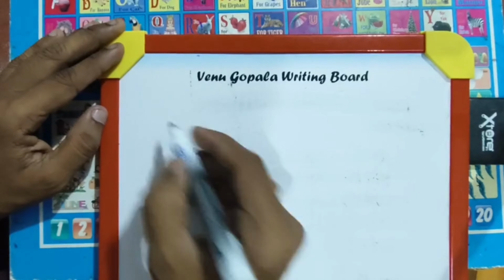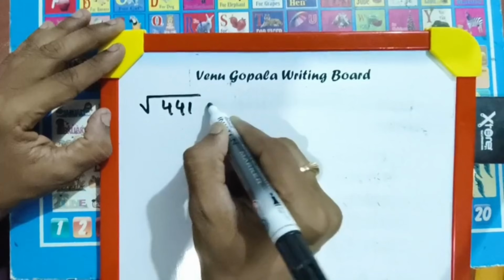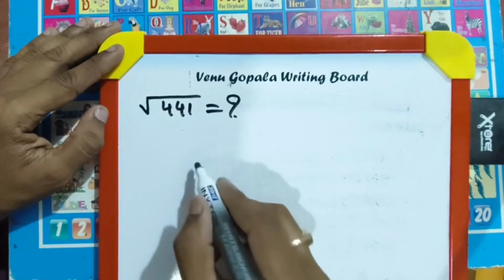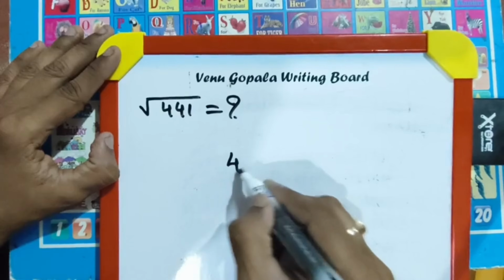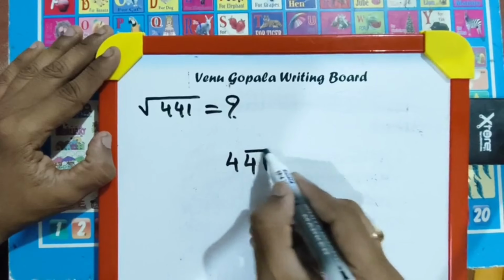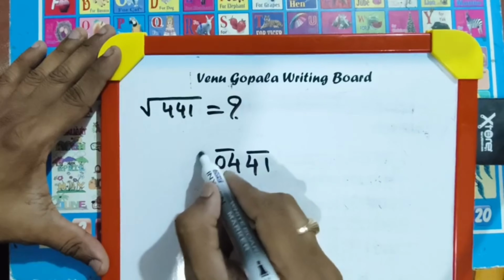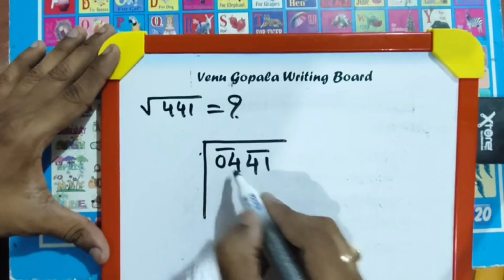Let us take one small question based on this. Let's solve some questions based on the division method. Find the square root of 441. How do you find the square root of 441? Let us write the number 441 like this. Make groups of two numbers. Here the leftover is 4, and 4 is a single digit, therefore I'll add 0 here. I'll make it a 2-digit number.